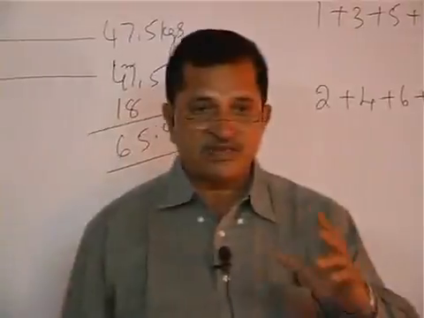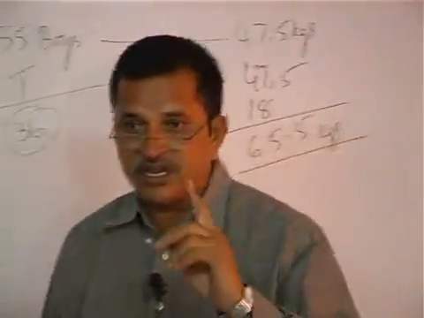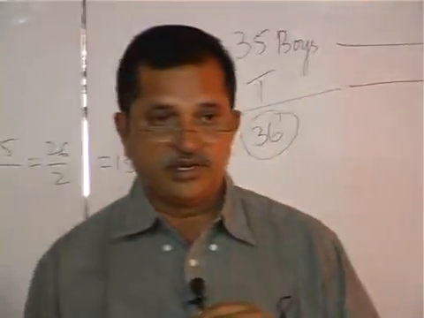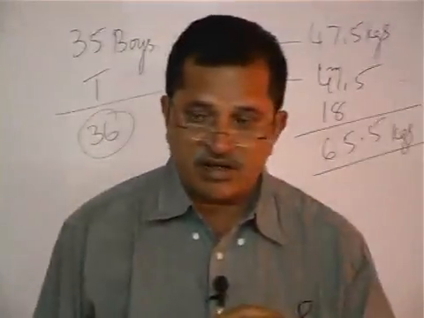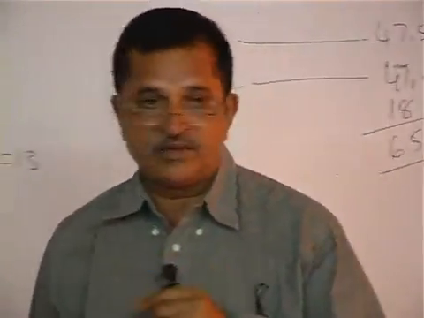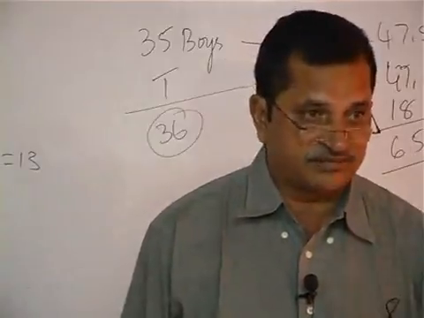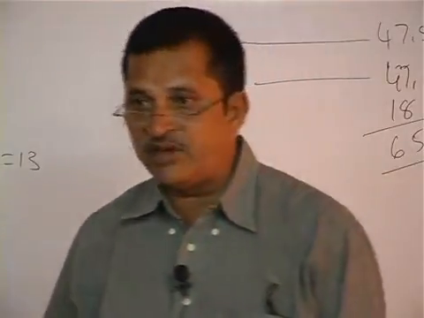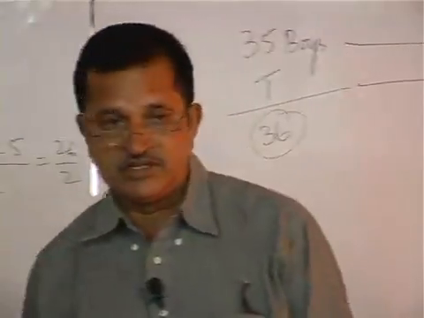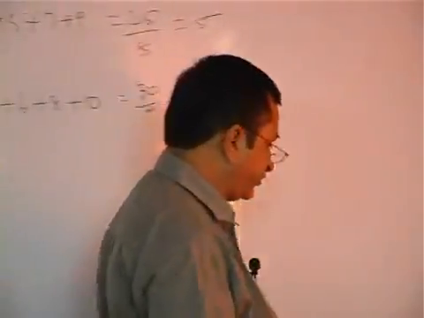The average of the first n natural numbers is n plus 1 by 2. The average of the first n odd numbers is n only. The average of the first n even numbers is n plus 1. Simple. In that way you can derive the averages. General questions. Right? Next, one more problem.